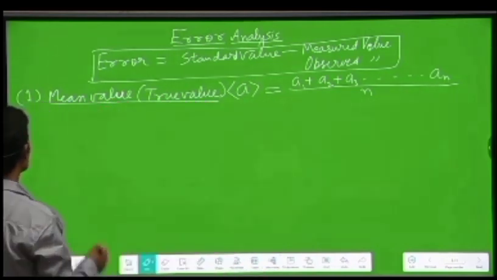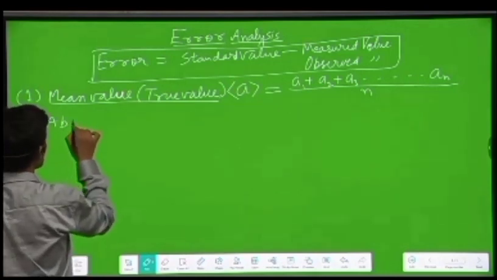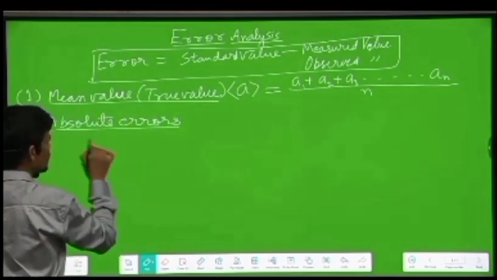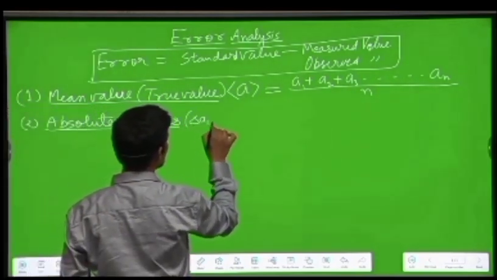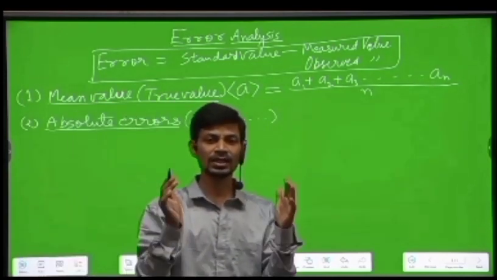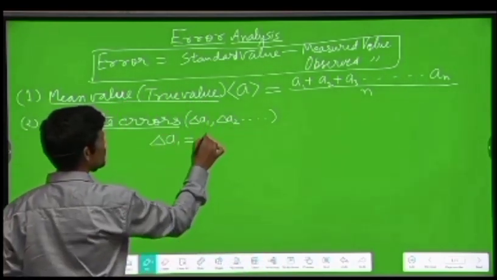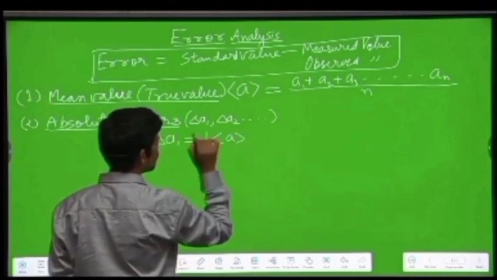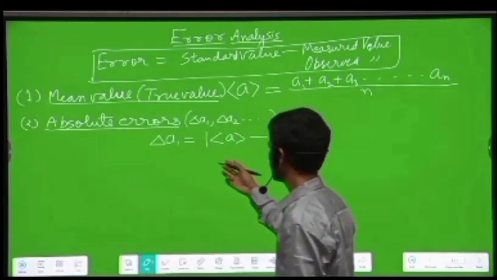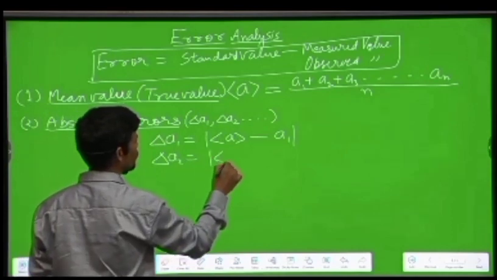So next, moving on, the second step is absolute errors. Absolute errors means delta A1, delta A2, and so on, the error associated with each observation. So these are absolute errors. Delta A1 is the modulus of the mean value or true value minus the observed value. And this is how we are going to find the error in the other observations also.